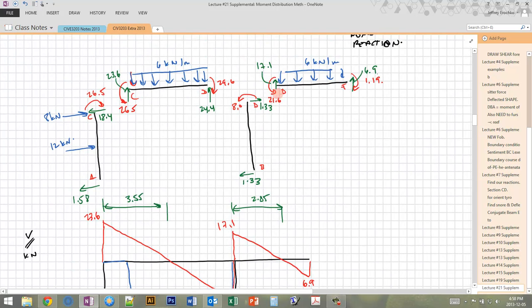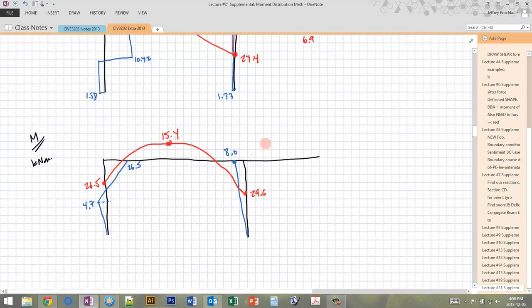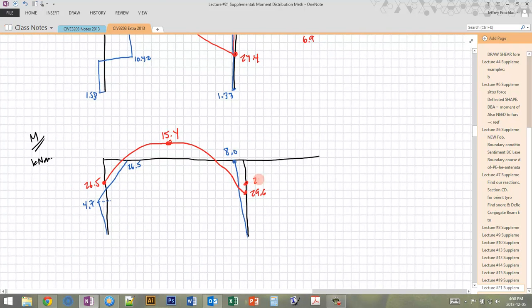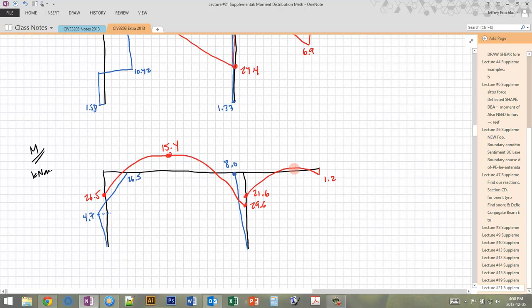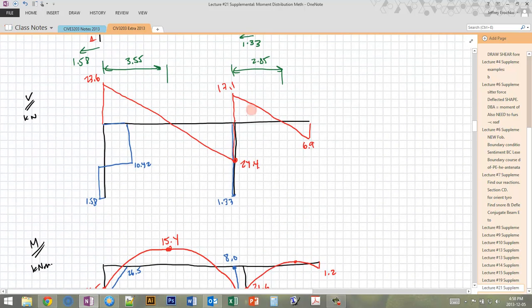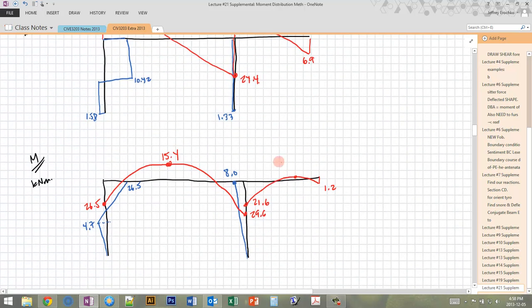Here again, moment points to the bottom, so we know that we have 21.6 here. And we have something that looks like this. Here we have 1.2, which is the value we had at the end, 1.19. And again, we can find the peak using the area of this triangle, and we get 2.8. And that's it. Long story short, that's the way that you can find a moment diagram using the moment distribution method for an indeterminate frame structure without side sway.